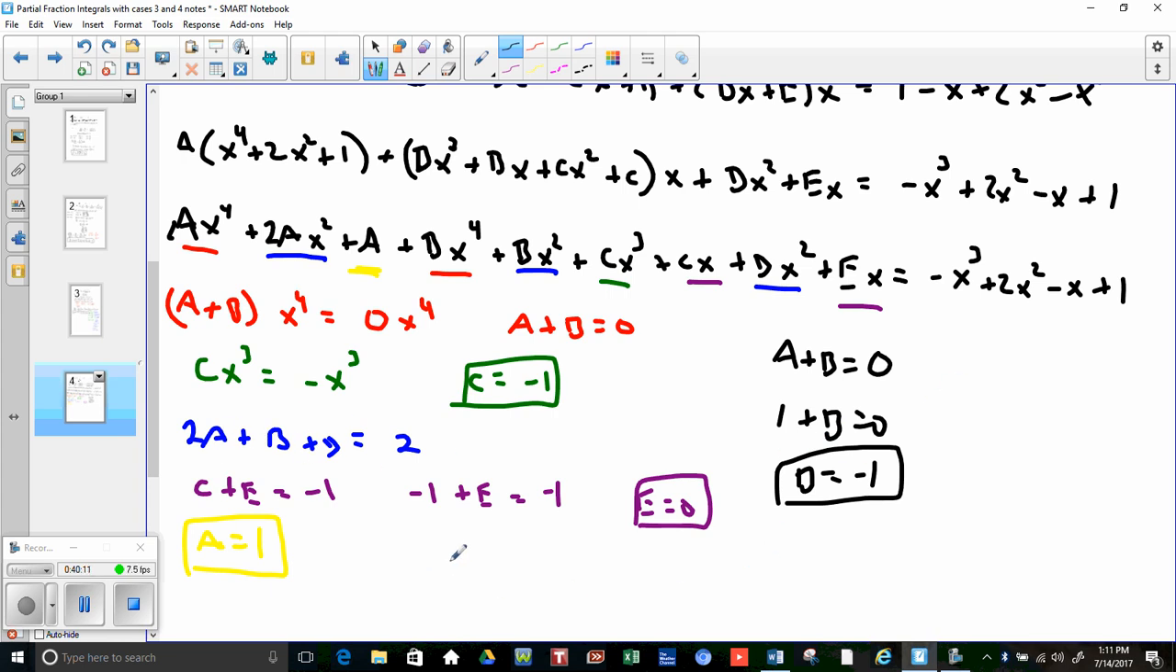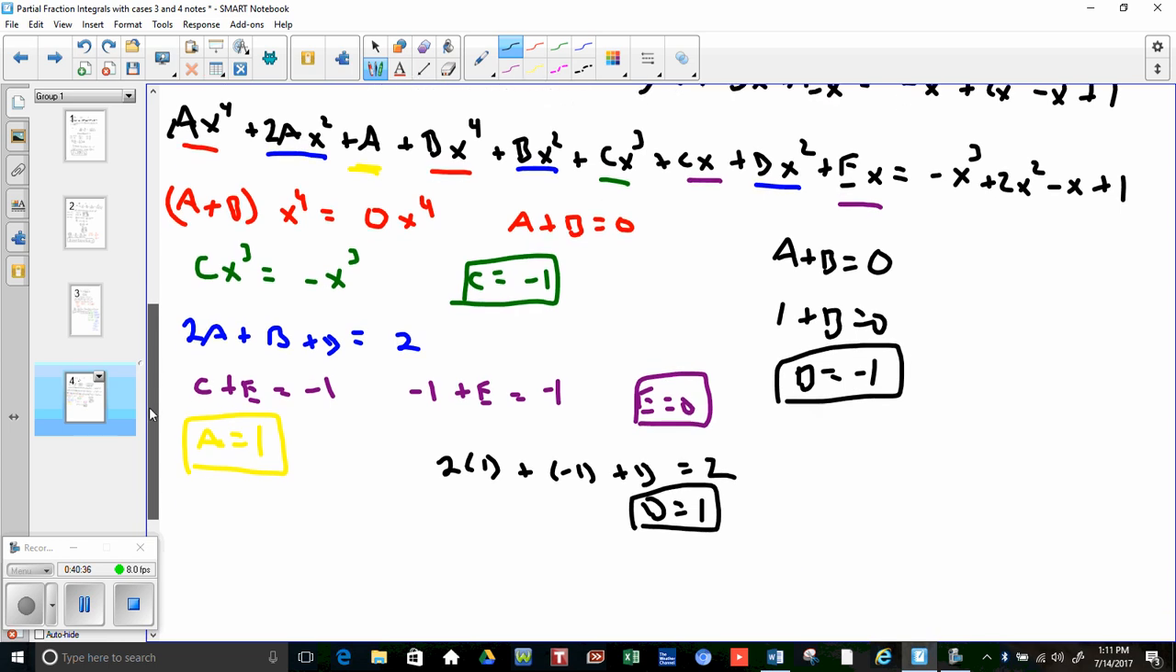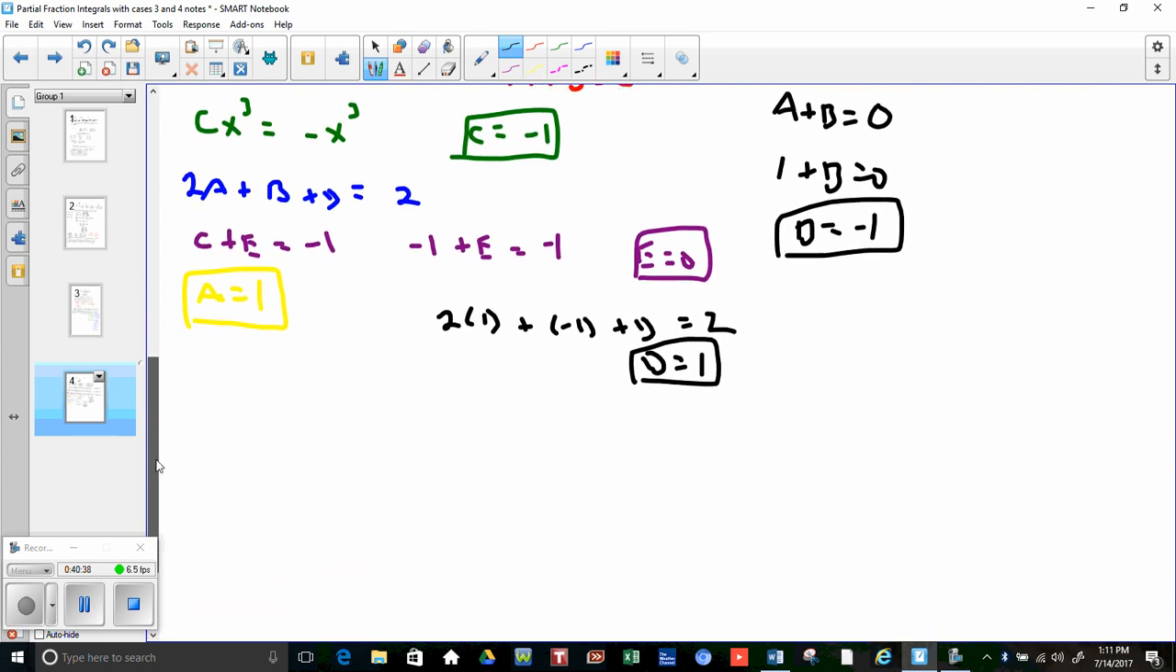So let's see, we'll put this down here. 2 times 1 for a plus b, which is -1, plus d equals 2. So 2 and -1 is 1. Subtracting 1 on both sides gives us that d equals 1. So now I've got A, B, C, D, and E. That should be everything we need now to go ahead and rewrite this integral and take the actual integral.